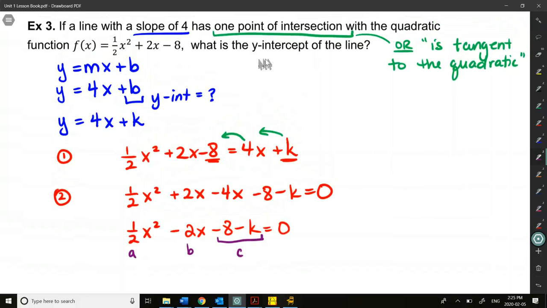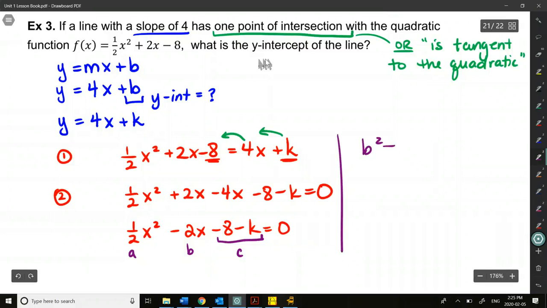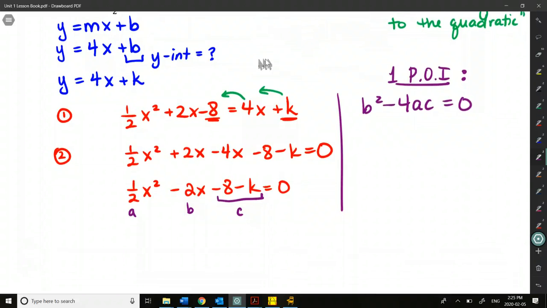Okay, the question also tells us another piece of information. It tells us we have 1 point of intersection. So we know that b squared minus 4ac must be equal to 0 if we have 1 point of intersection, right? And we have an a, b, and c here. So let's see what happens when we plug in that a, b, and c.